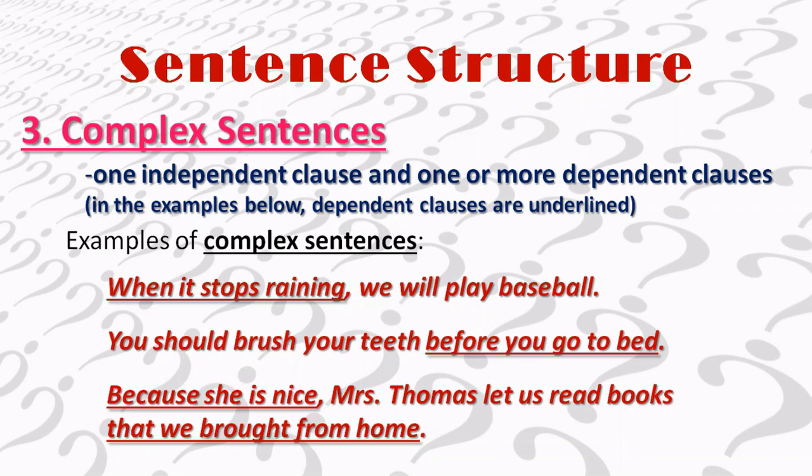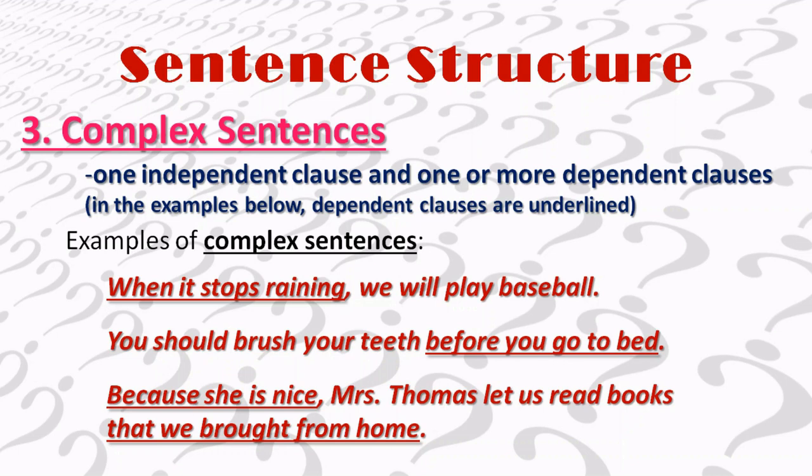If we look at the third example, the independent clause is Mrs. Thomas let us read books. Presumably Mrs. Thomas is a teacher or a librarian, or she runs a bookshop. It doesn't really matter. Mrs. Thomas let us read books. The two dependent clauses are because she is nice and that we brought from home. Neither of those can be used as independent sentences. You couldn't go up to someone and say, because she is nice. You could use it as the answer to a question, but on its own, it doesn't make sense.